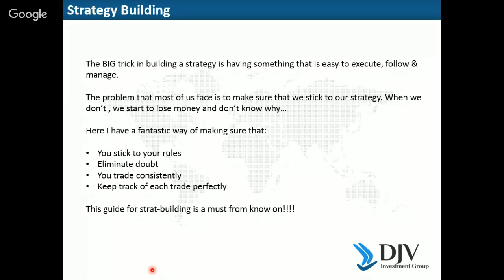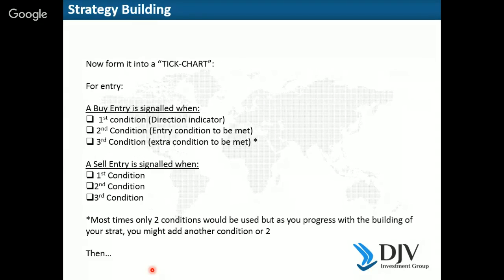Okay, because the beautiful thing about this system is it helps you to stick to your rules of entry and exit and so forth. It eliminates the doubt because you need to tick off each condition as it's happening. And only once all your conditions are met can you actually enter the trade. If none of them are met, well, no trade. It's also going to help you to trade very consistently, and it's going to help you keep a track of each trade perfectly. And that's why I say this method, or this tick chart method, needs to be followed from this point onwards always.